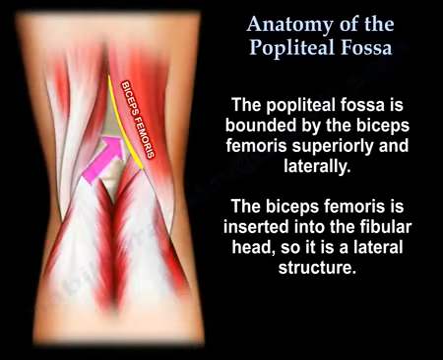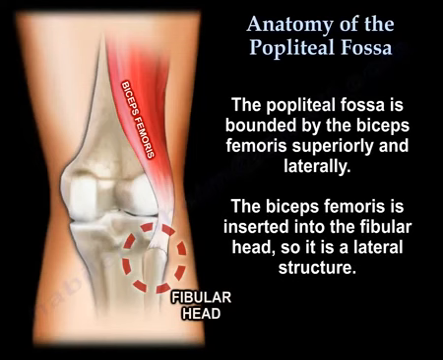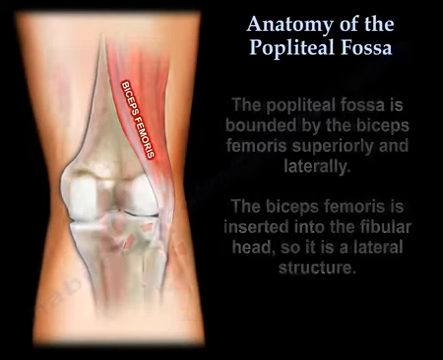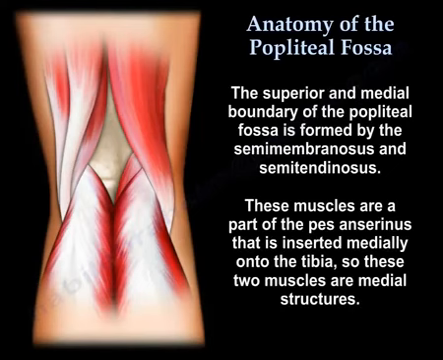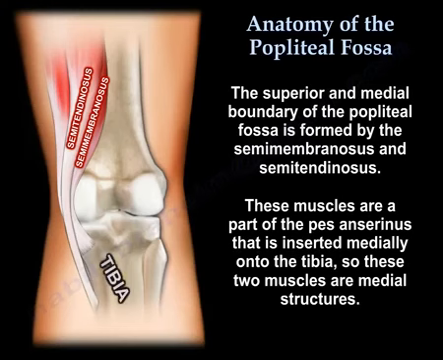The biceps femoris is inserted into the fibular head, so it is a lateral structure. The superior medial boundary of the popliteal fossa is the semimembranosus and semitendinosus. They are part of the pes anserinus that inserts medially on the tibia, so they are medial structures.